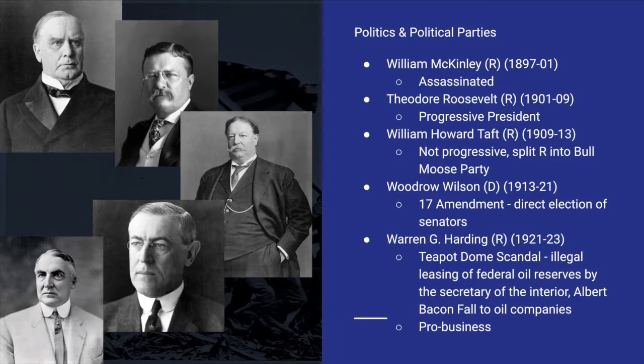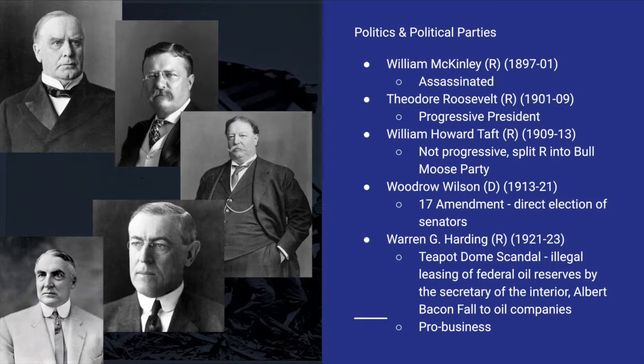Now, Warren G. Harding is going to replace Wilson in 1921, and his presidency is tainted by the Teapot Dome scandal, where Albert Bacon Fall, his Secretary of the Interior, is going to illegally loan out land that was reserved for the federal government. He's going to loan that land out for companies to get oil. And obviously that is a big no-no. The United States cannot be loaning federal land for oil, so that is a big deal.